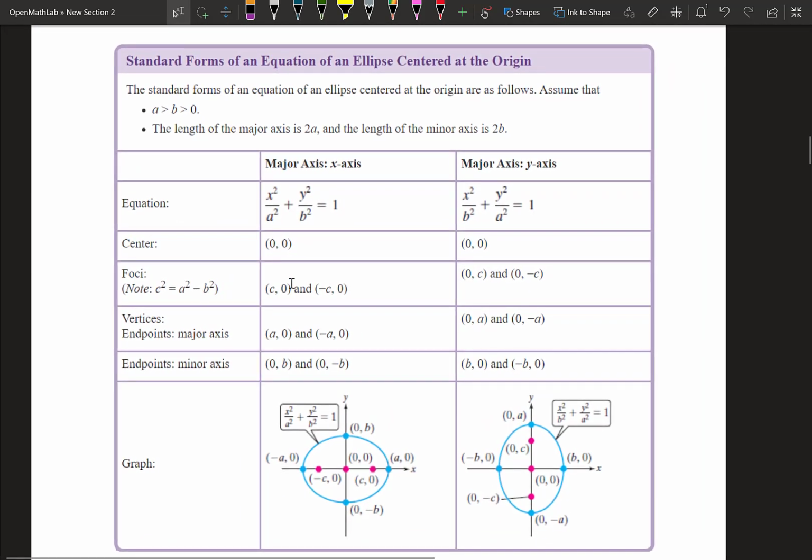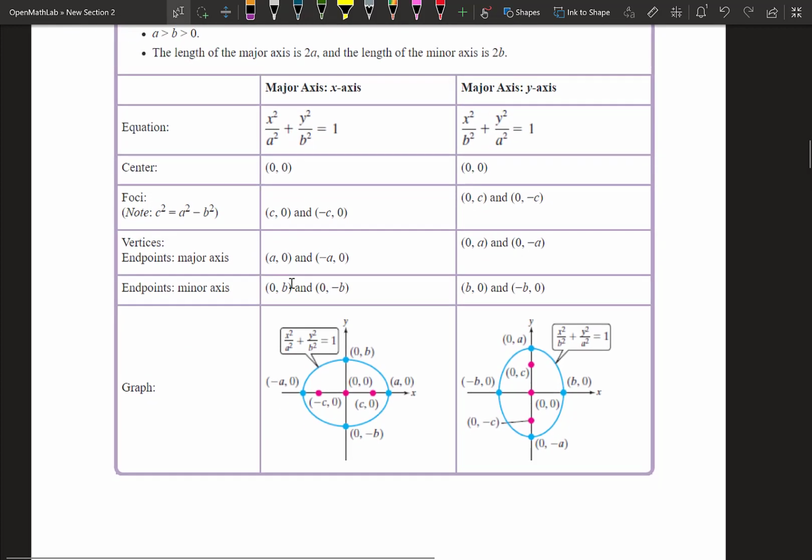So we're going to skip over page 2, and I would like to jump to page 3, which has an important table that we're going to use a lot in this section, right? You want to print out this table and have it by your side when you're working through a lot of these equations and so forth. The standard forms of an equation of an ellipse centered at the origin are as follows. Assume that a is greater than b, which is greater than 0, right? Notice that a and b are both positive the entire time in this chart. The length of the major axis is 2a, and the length of the minor axis is 2b.